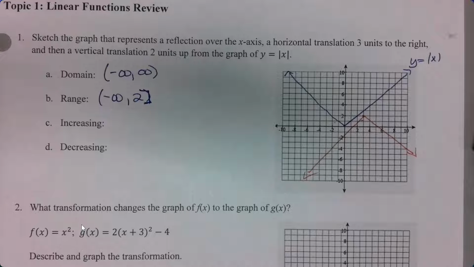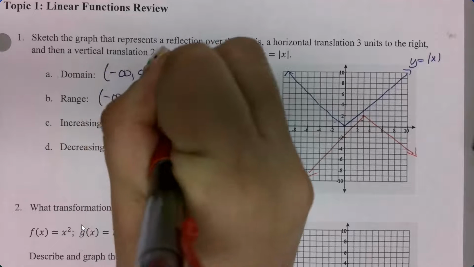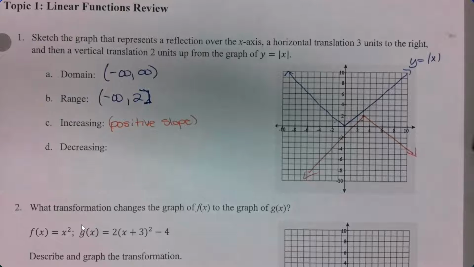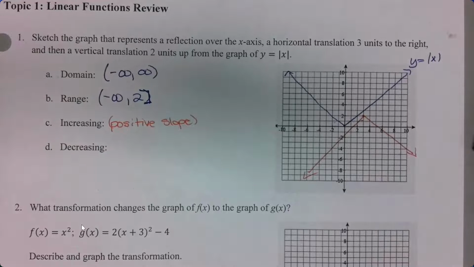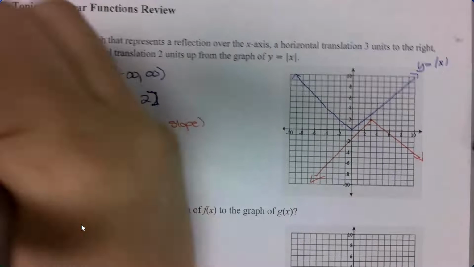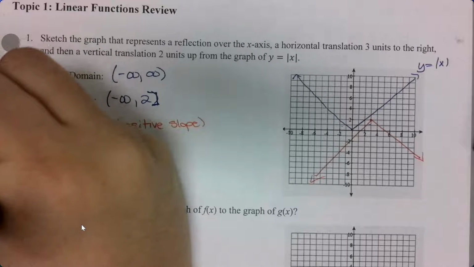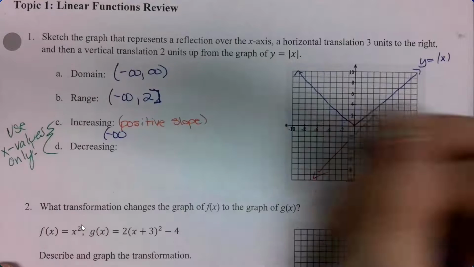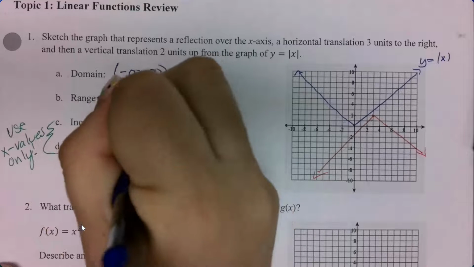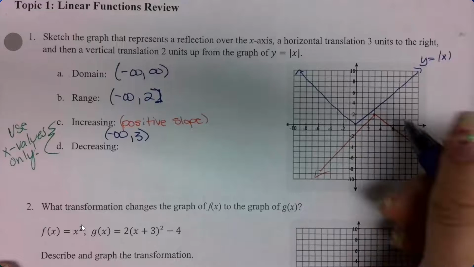C is looking for where it's increasing. Remember, this is code word for positive slope. So I have a positive slope from -infinity all the way to, I always use my x values here. So I am going from -infinity, because I'm going from the left side, and I'm stopping at my x value of 3. These ones only get parentheses. Then my decreasing is where my slope starts to go down. This starts at 3, and it goes on forever to +infinity.